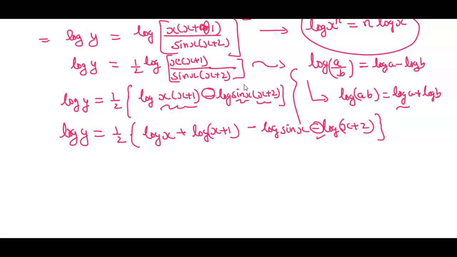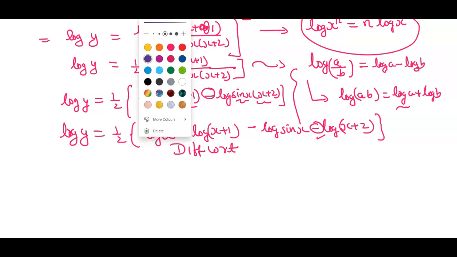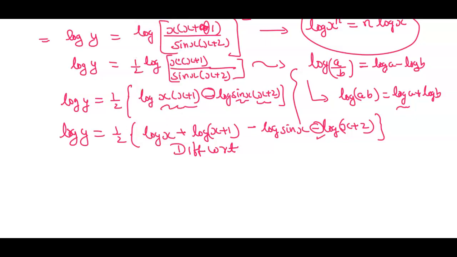Now time to take the derivative. Now differentiate with respect to x. Once I differentiate with respect to x, what is going to happen? Now log y is 1 upon y dy by dx, half.